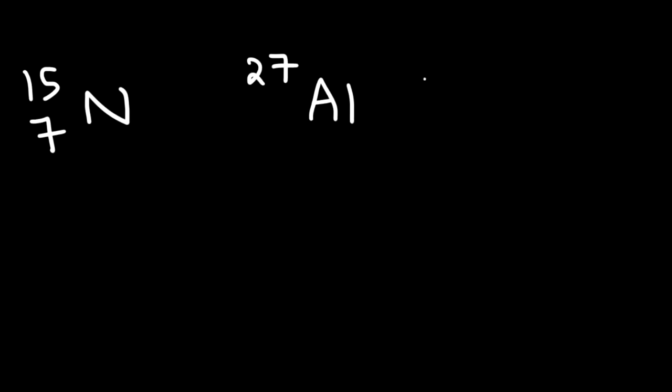Now, for the sake of practice, I want you to determine the number of protons, neutrons, and electrons in an atom of nitrogen-15. So this is one of the isotopes of nitrogen. In an ion of aluminum-27, and let's say this ion has a charge of positive 3. And of an ion of, let's say, sulfur-34, which has a charge of 2 minus. So go ahead and calculate the number of protons, neutrons, and electrons.